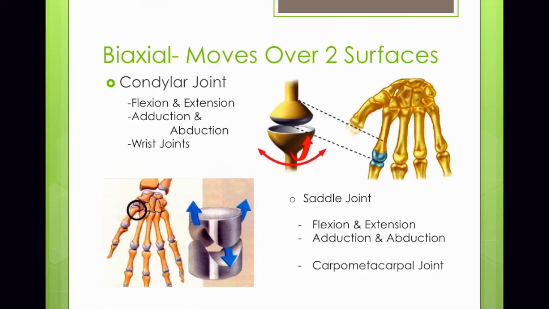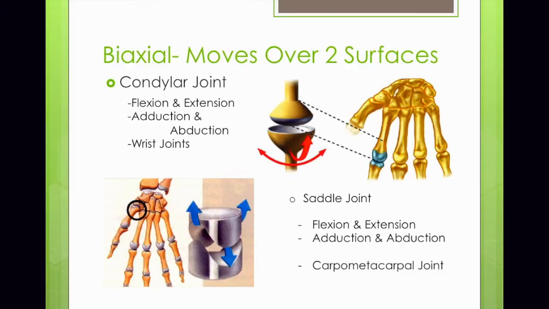Next, we have 2 biaxial movement joints. Biaxial means the joint can move around 2 axes. First is the condylar joint, which allows for flexion and extension, as well as adduction and abduction. Your wrist joints and metacarpophalangeal joints are some good examples.